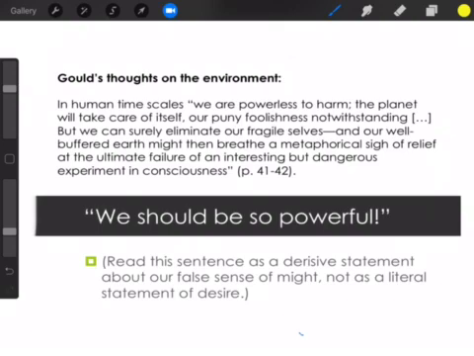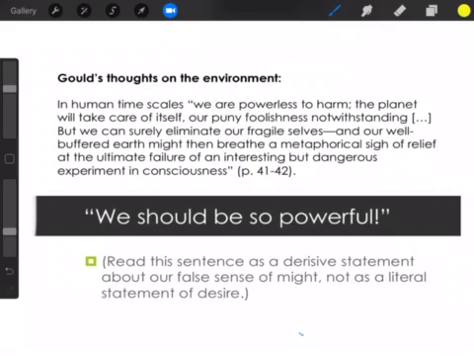The planet will take care of itself, our puny foolishness notwithstanding. But we can surely eliminate our fragile selves, and our well-buffered Earth might then breathe a metaphorical sigh of relief at the ultimate failure of an interesting but dangerous experiment in consciousness. So again, he makes the reader feel like this science is much bigger than themselves, which puts them in a perspective of awe and creates this more open, accepting perspective for the reader so that they don't feel as offended or intimidated, but they feel open and welcome to think about these concepts in a new way, no matter what side of the argument they're on.